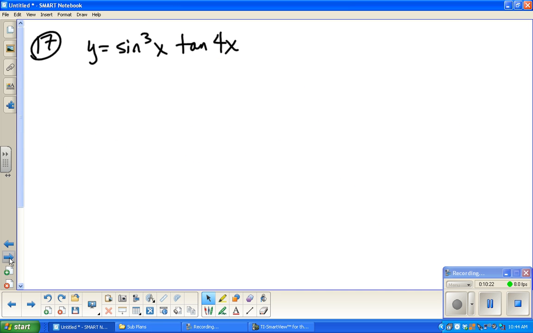All right, 17 is asking us to find the derivative, and then it says if you're unsure of your answer, use a numeric derivative to support your computation. All right, so we'll do that for one of these. So 17 works. Okay, so y prime.